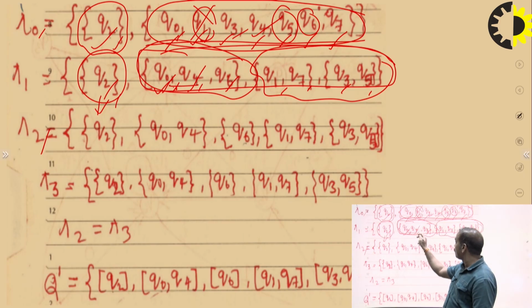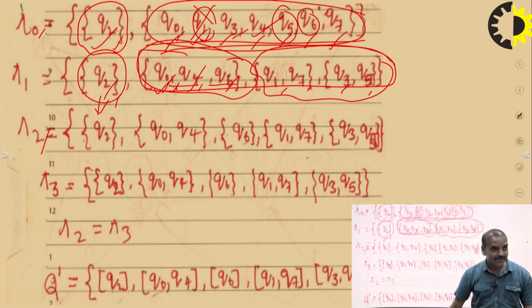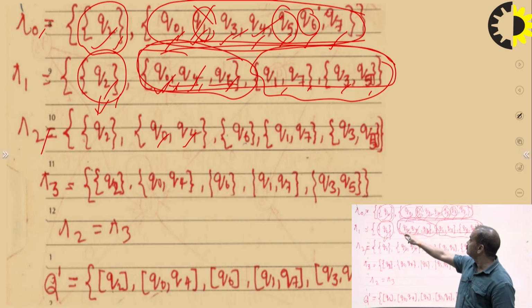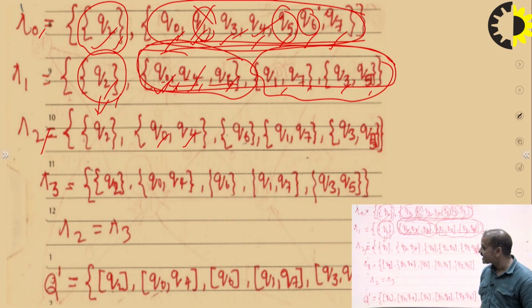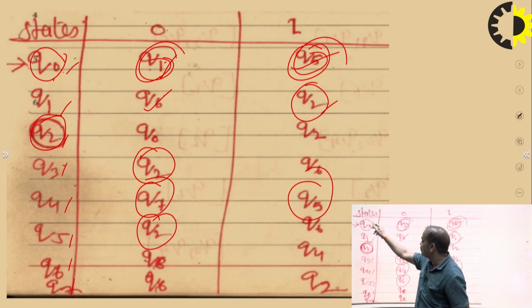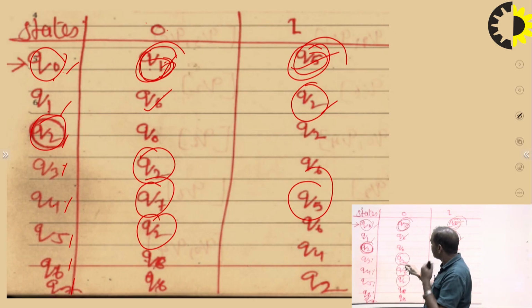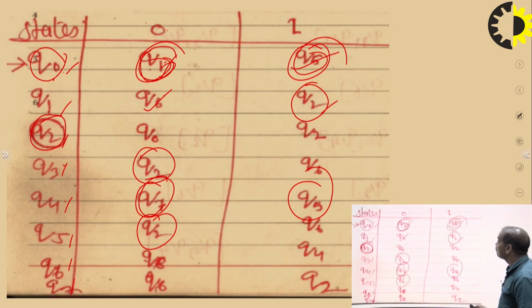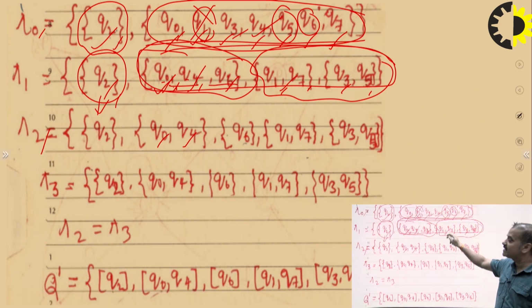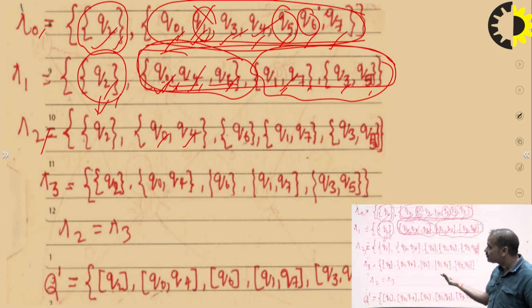Q0, Q4, Q6 are together. We need to check. First, we have to check Q0, Q4. Q1, Q7 together in the same brace. No need to split it.